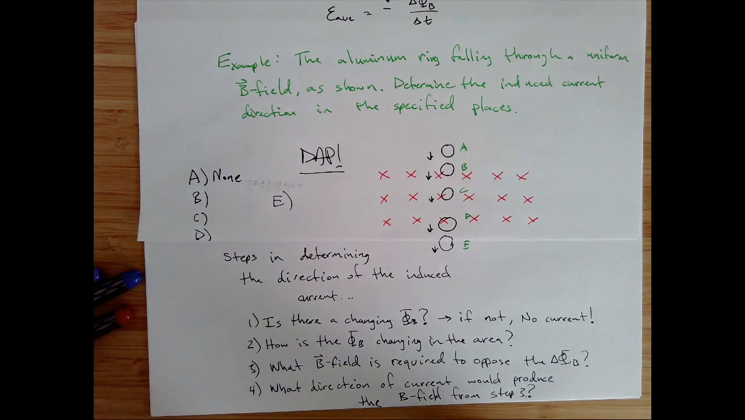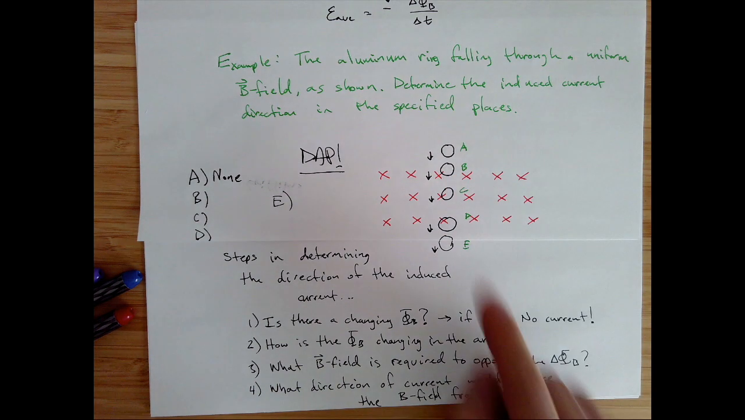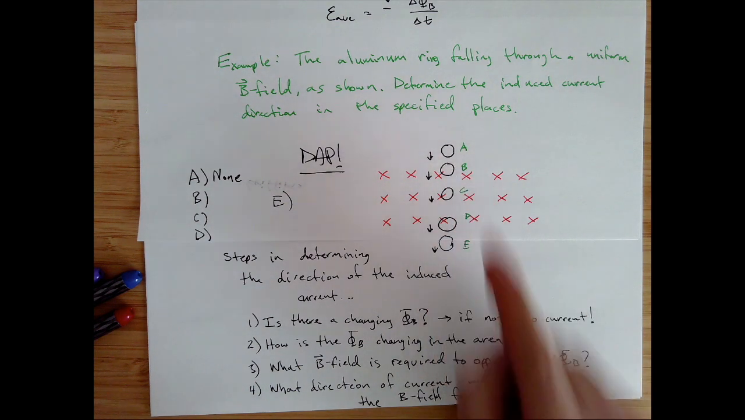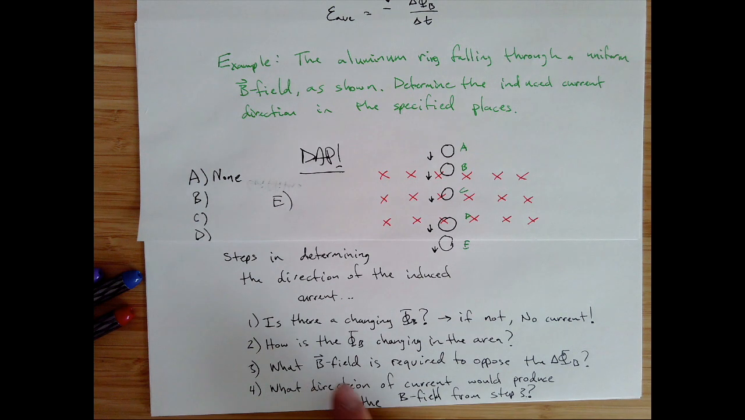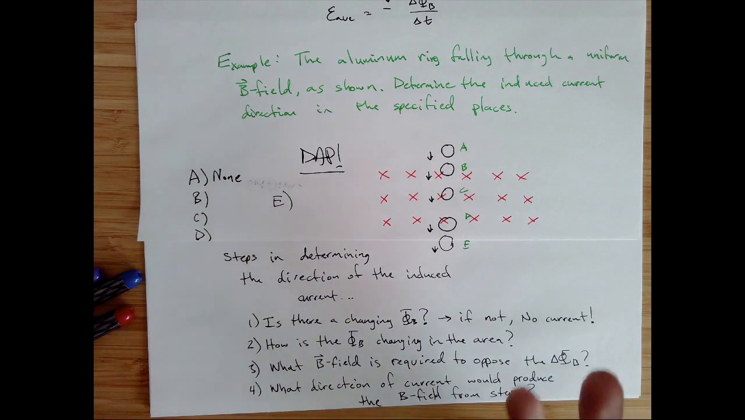Well, nature hates a change in magnetic flux, and so in order to oppose that, it will create its own currents inside that conductor, and those currents are going to be produced in order to create a B field to oppose the change in flux. Okay, so if our area at B is increasing in X's, if the magnetic flux is increasing going into the page, then what B field is required to oppose the increasing X's?